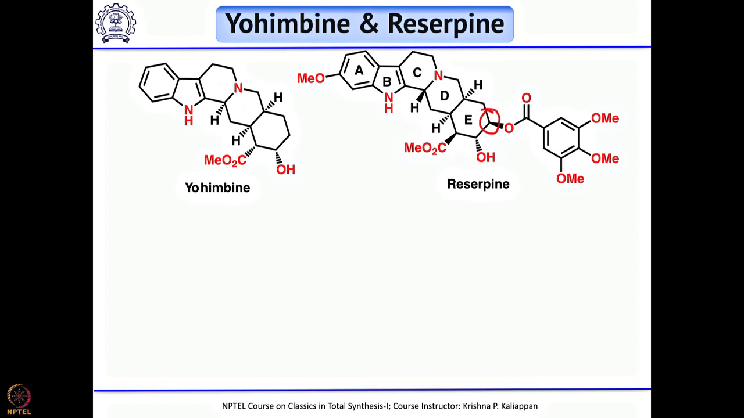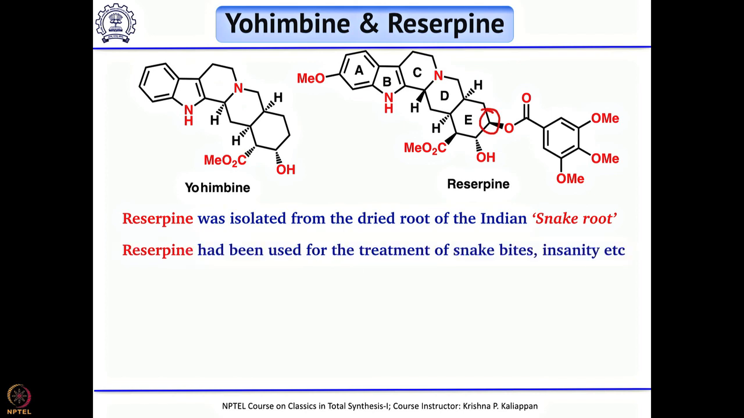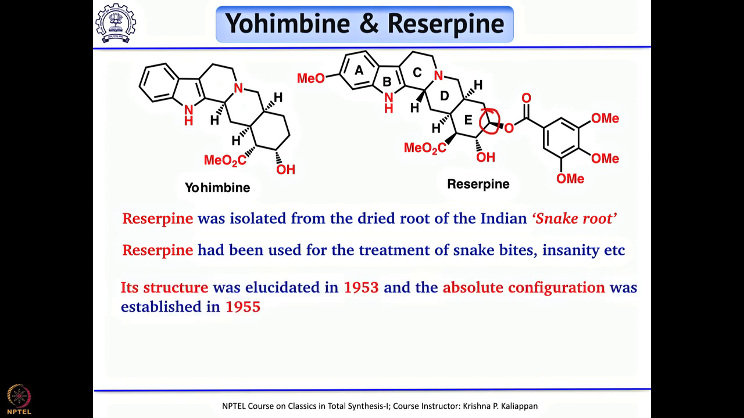You can see that it is a substituted benzoic acid attached to the hydroxyl group, and this was isolated from the dried root of Indian snake root. Actually, earlier this Reserpine was used for the treatment of snake bites, insanity, etc. And you can look at this molecule, how complex this molecule is. So the structural elucidation took quite some time after it was isolated.